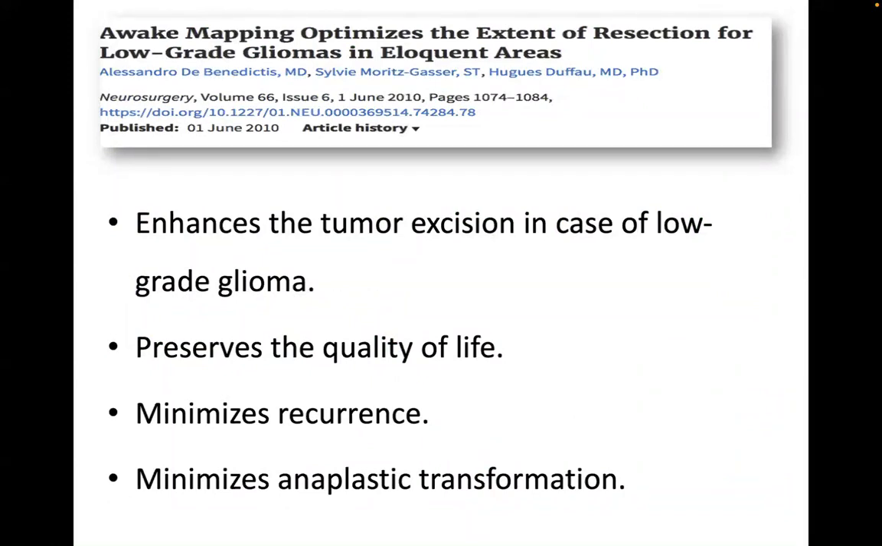And the last thing is very important. It's not only about recurrence, it's also about minimizing anaplastic transformation, especially if we are talking about low-grade glioma. Once you take the lesion out with maximum safe resection, you reduce the chances of conversion into anaplastic transformation, which is a common association with glioma.